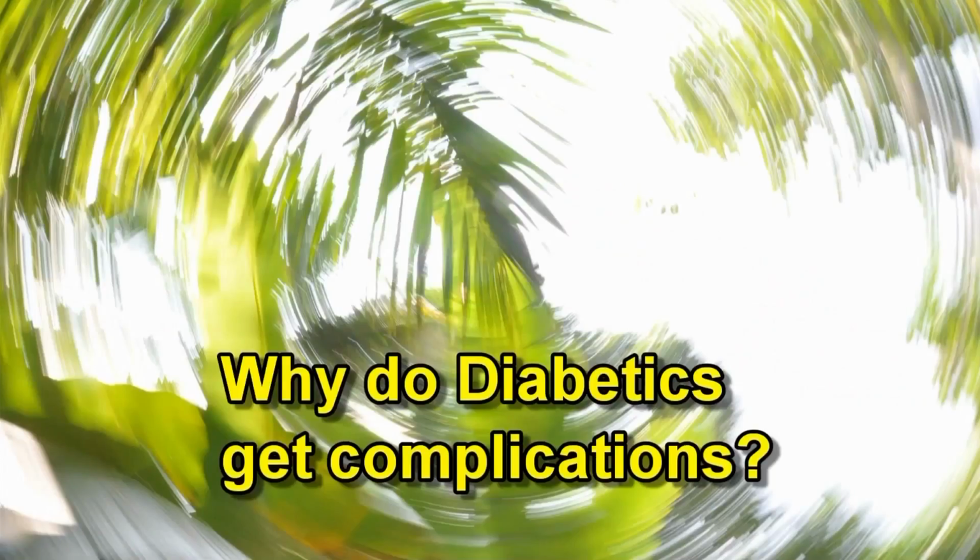And when it damages the big blood vessels to the heart, it causes cardiovascular illnesses like heart disease or angina. And if it damages the blood vessels to the brain, it leads to stroke. And if it damages blood vessels to the extremities of the body, it causes peripheral vascular disease.